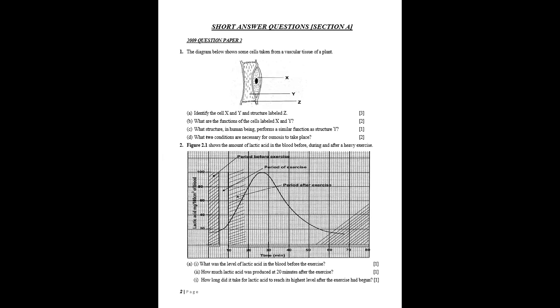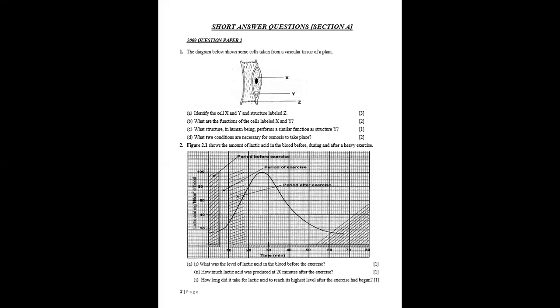The diagram below shows some cells taken from a vascular tissue of a plant. The first question A: identify the cells X and Y and the structure labeled Z. As in our diagram, this is phloem. A phloem is composed of three types of cells: the conducting cells, the parenchyma cells, and the supportive cells. The conducting cells, also called sieve elements, are composed of columns of sieve tubes, cells that have perforations in their lateral walls, and that helps in the conduction of food throughout the plant.